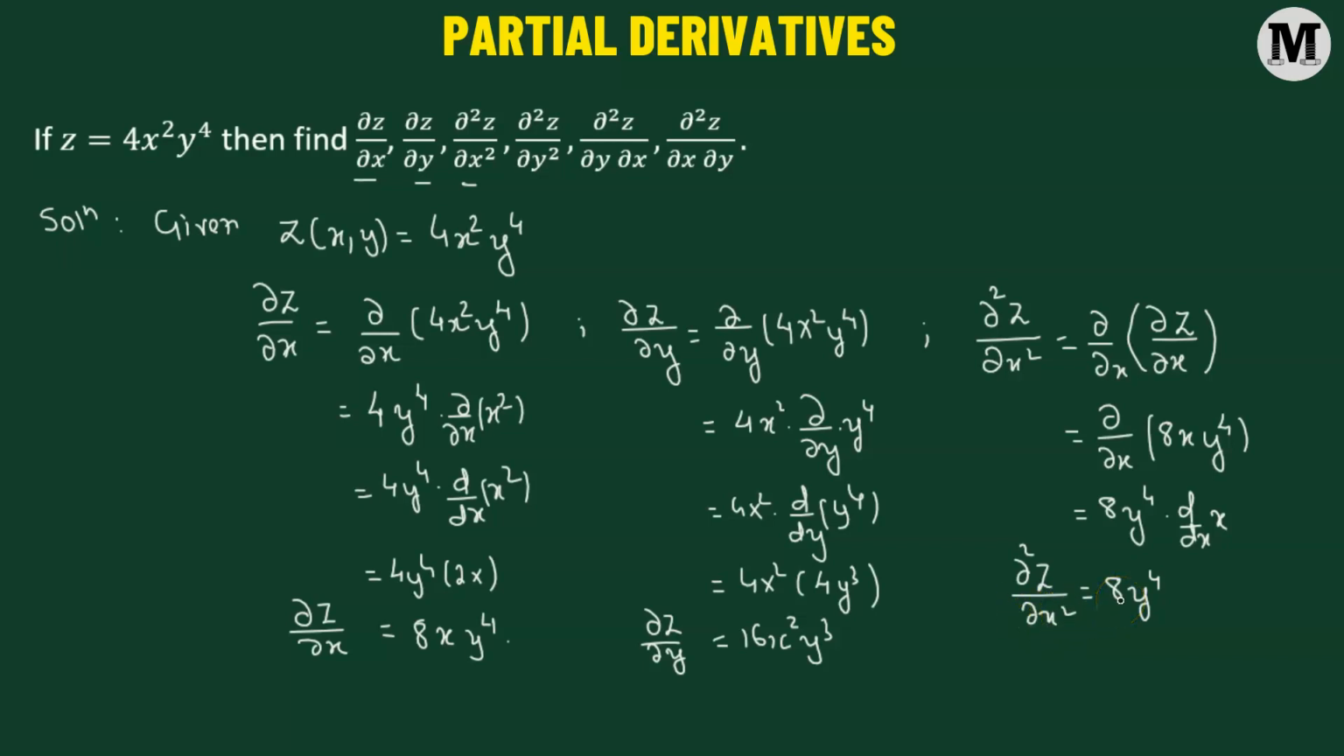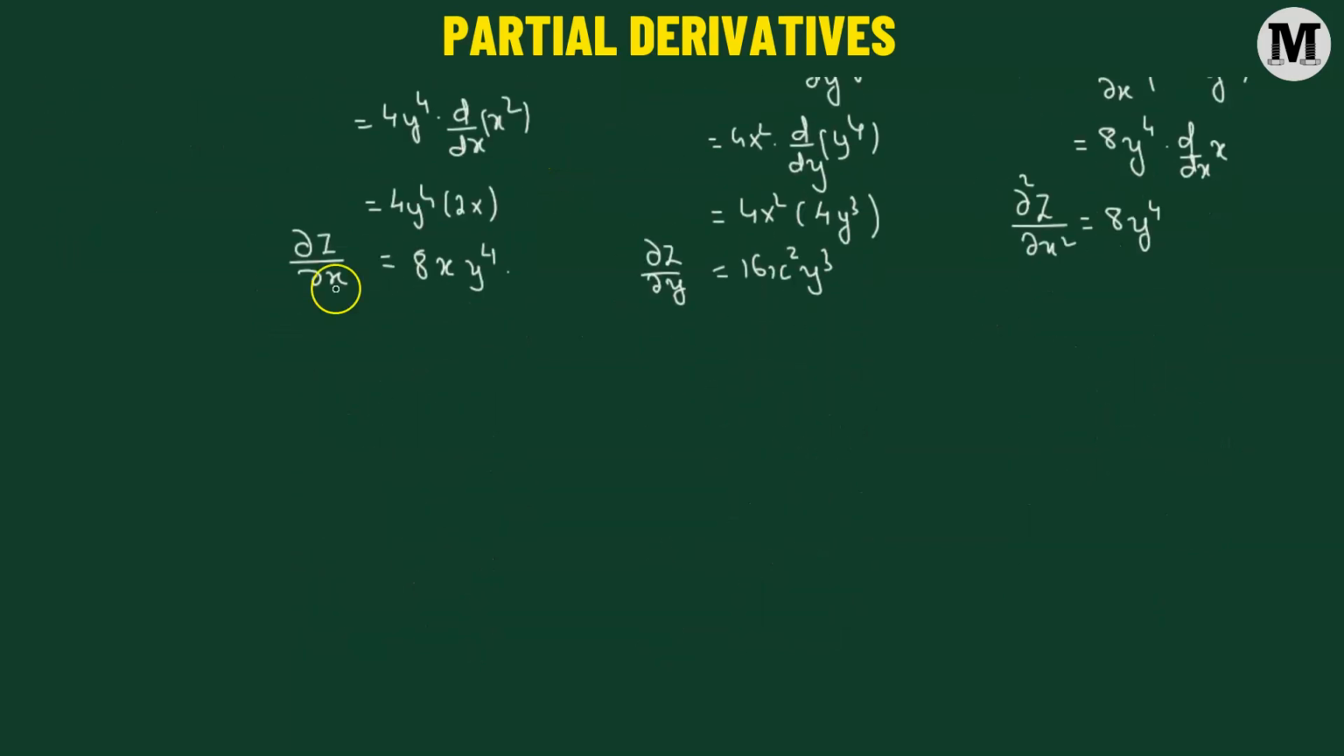Okay, let's calculate the next partial derivative, which is the second partial derivative of z with respect to y. We can simplify this: first we compute the partial derivative of z with respect to y, and once we obtain that value, we again take its partial derivative with respect to y.